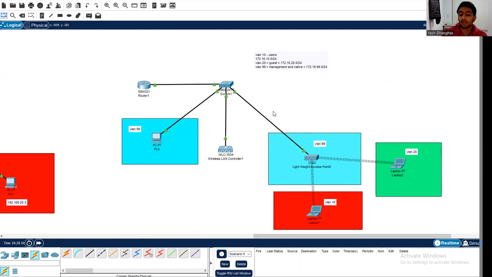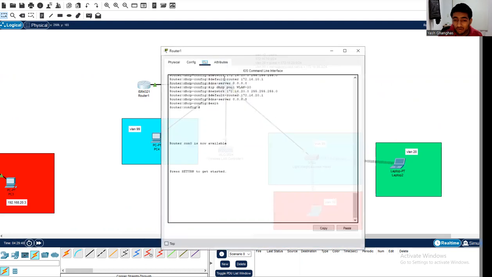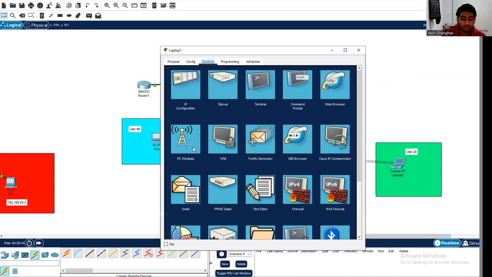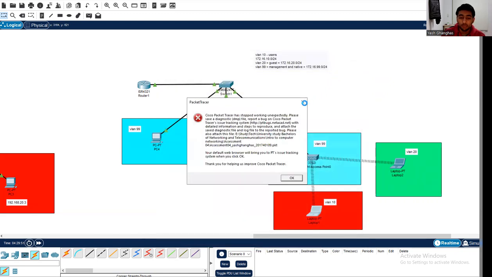network which I have created for better understanding of networking and all of those things. Here I also configured the router, and I went to various things like PC wireless, web browser, connecting and all of those things. All of those screenshots are included in my report.